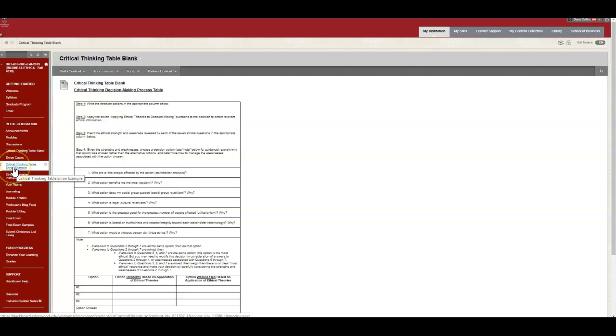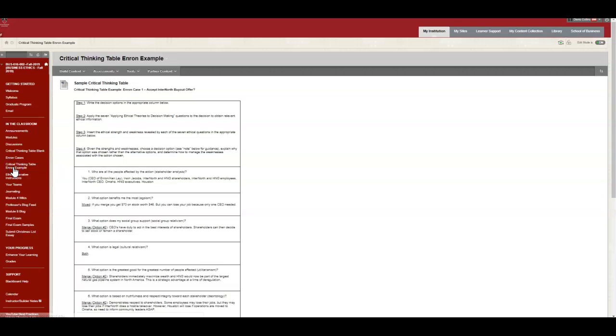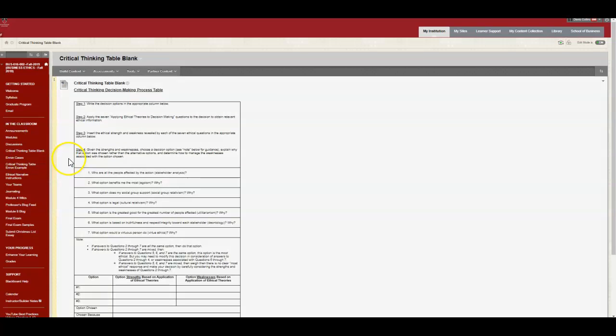What is it going to look like when you complete filling in the table? Go to this link here, Critical Thinking Enron Example, and this is what it would look like when you fill in the critical thinking table for the first Enron case about accepting Internorth's buyout offer. Should you accept it or not? I've already filled this in, and I made it available as an example to help guide you in filling in the table. But how do you get to this point? Once again, go back to the critical thinking table blank and then begin filling this in.